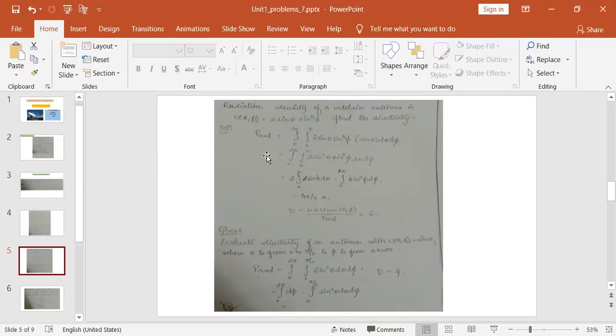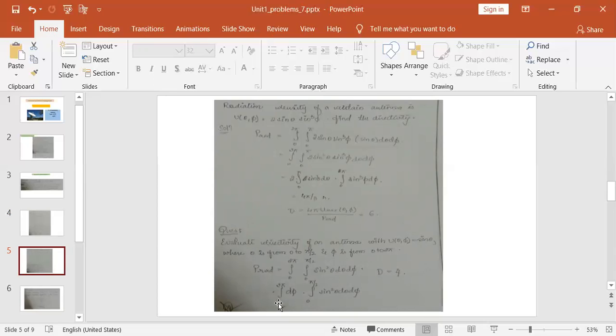So 4 pi into U max by P radiated. That means the unknown parameter is P radiated. To calculate P radiated, we have to integrate this expression with respect to sine theta, d theta, d phi. And if the limits are not given, we have to consider phi is from 0 to 2 pi and theta is from 0 to pi. And if you simplify this, you'll get directivity as 6.